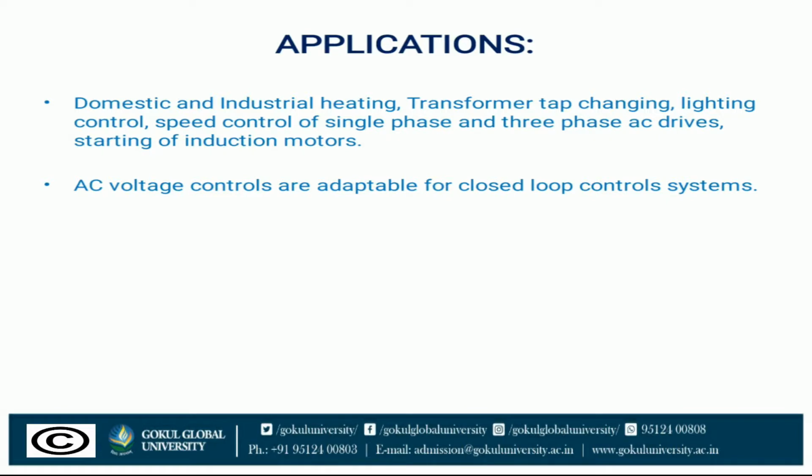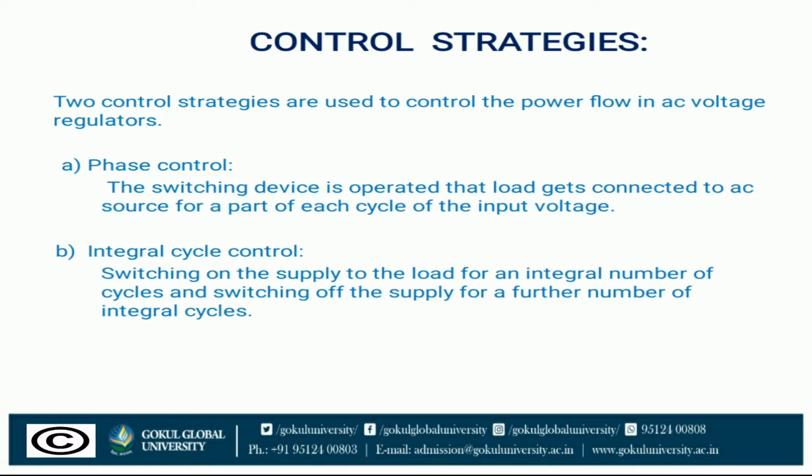What are the applications? Domestic and industrial heating, transformer tap changing, lighting control, speed control of single phase and three phase AC drives, and starting of induction motors. AC voltage controllers are adaptable for closed loop control systems. We can use them and they are compatible with closed loop systems. In automation we are also using them.